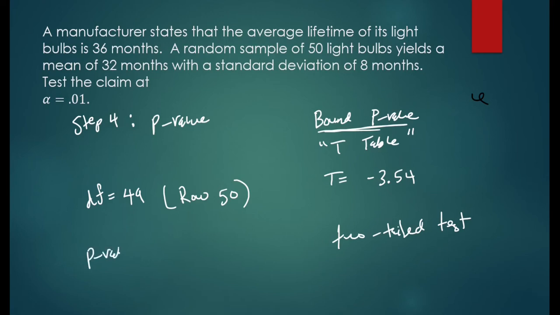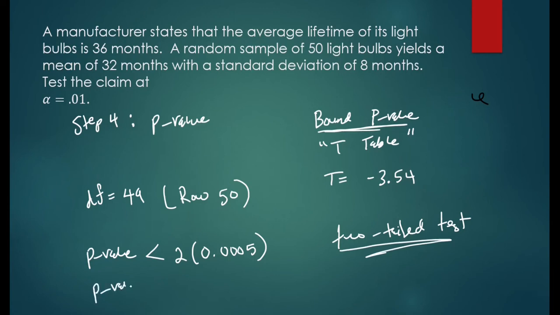So our p-value now has to be less than 2 times 0.0005. We have to double the p-value since this is a two-tailed test. So the p-value is now less than 0.001. In our case, we could not bound the p-value, but we knew that it had to be less than double that of 0.005. So the p-value has to be less than 0.001.